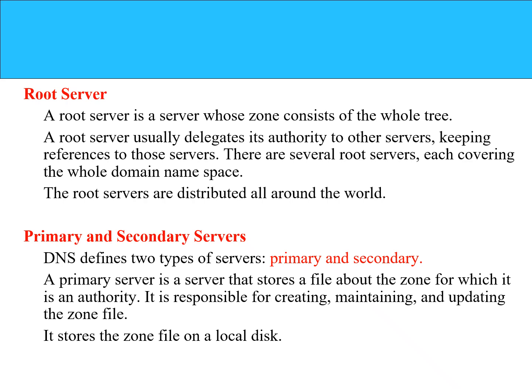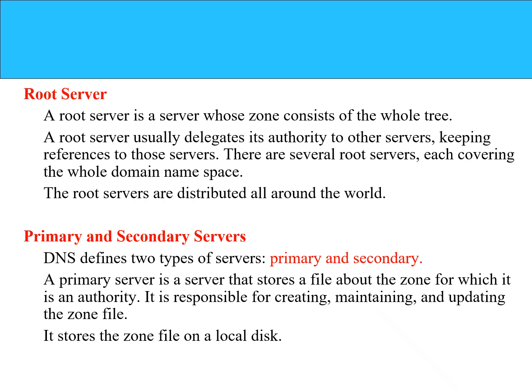Now coming to the primary and secondary server. DNS basically has two types of servers called primary and secondary. A primary server is the server that stores a file about the zone for which it has authority. It is responsible for creating, maintaining and updating the zone file. It stores the zone file on a local disk.